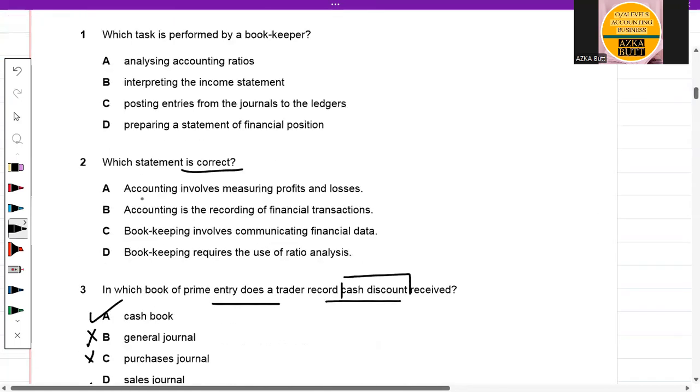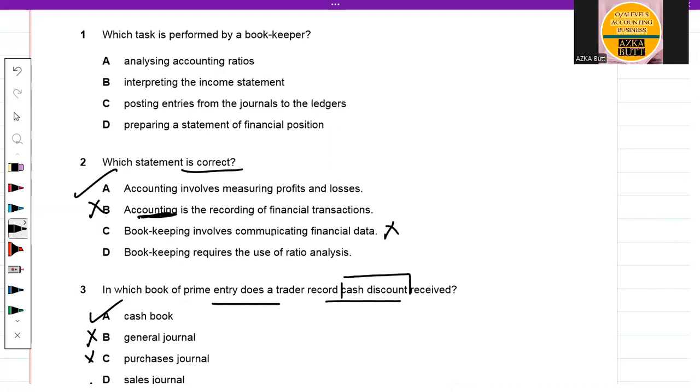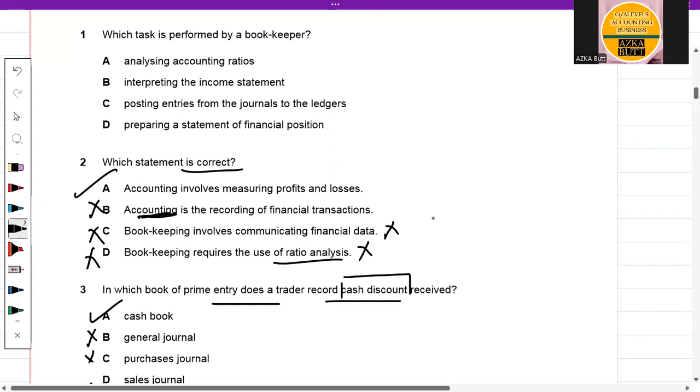Which statement is correct? Accounting involves measuring losses and profit. Yes, this is right. Accounting is recording of financial transactions. No. Bookkeeping is all about recording transactions. Bookkeeping involves communicating financial data. No, because a bookkeeper only needs to record the financial transactions, not communicate the financial data. This is the function of an accountant. Bookkeeping requires the use of ratio analysis. No, in bookkeeping we don't use ratio analysis. We only record the transactions. So A option is the right option.